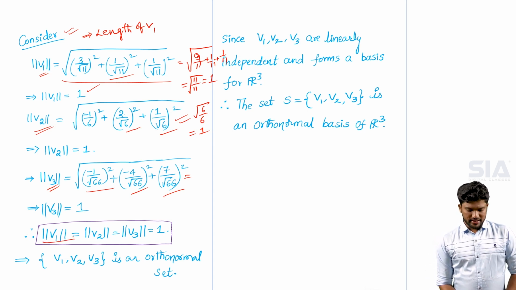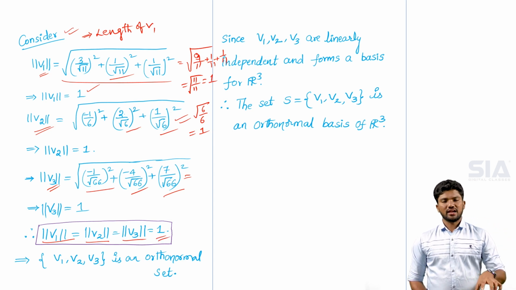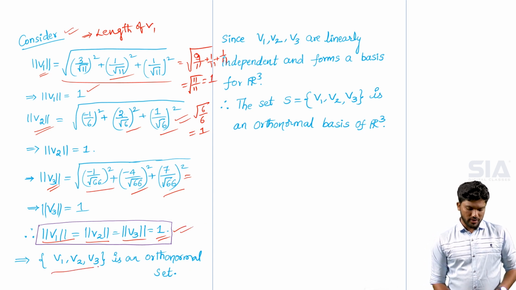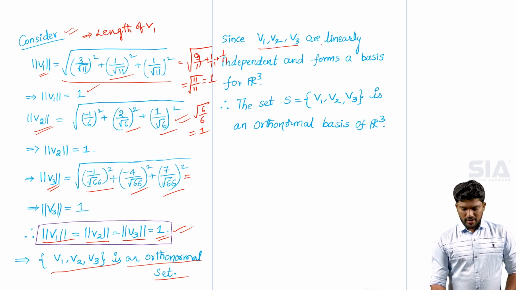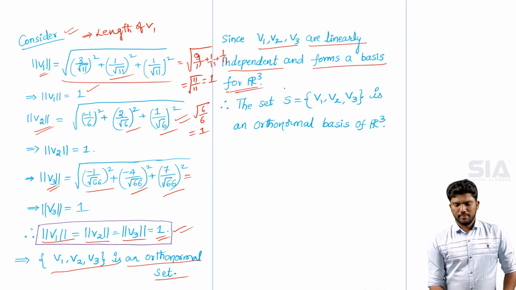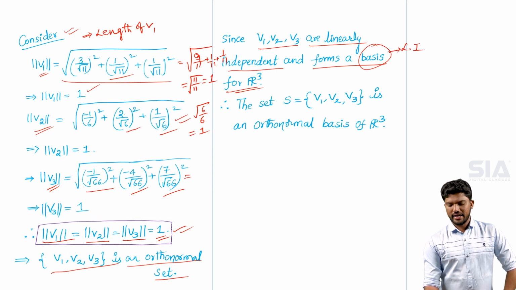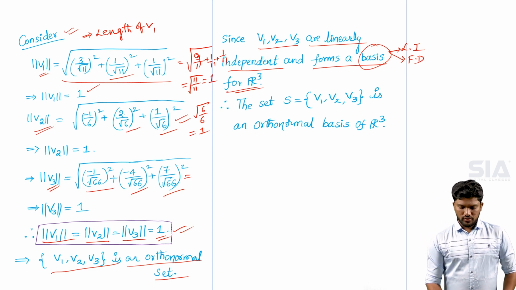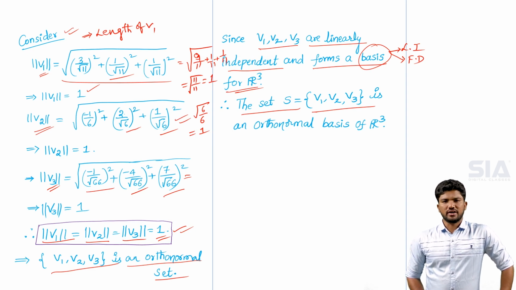Therefore norm v1, norm v2, norm v3 are all equal to 1. The 3 vectors are orthogonal vectors and they are also unit vectors. So v1, v2, v3 is an orthonormal set. Since v1, v2, v3 are linearly independent, these vectors form a basis for R3. Here a basis means the vectors are linearly independent and finite dimensional. The dimension of the given vector space is 3. Therefore the set S equal to v1, v2, v3 is an orthonormal basis for R3.